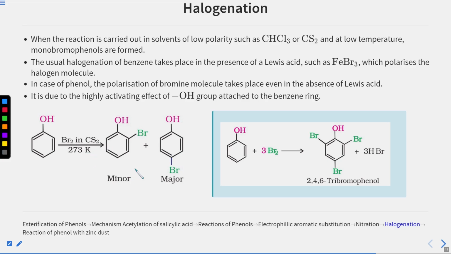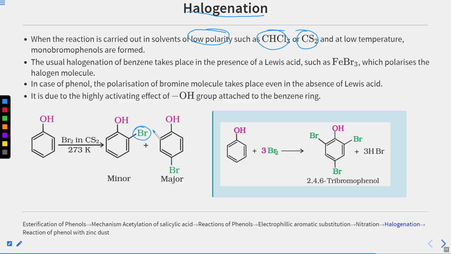Clear? So let us start our halogenation. Now the second electrophilic aromatic substitution type is halogenation. Now this also can take place in two ways. So we will discuss the first one and then the second one. The first one is, if you use a low polarity solvent such as CHCl3 or CS2, both of which have less polarity, at lower temperature, then monobromophenol is formed.